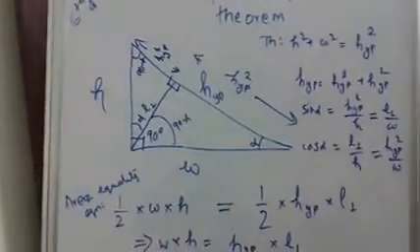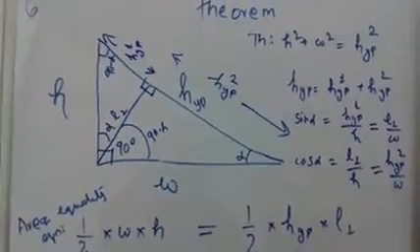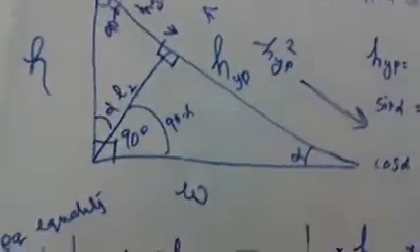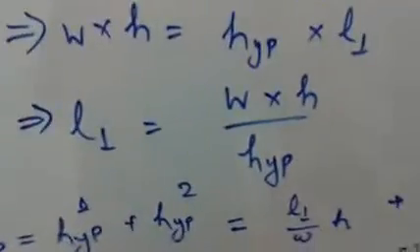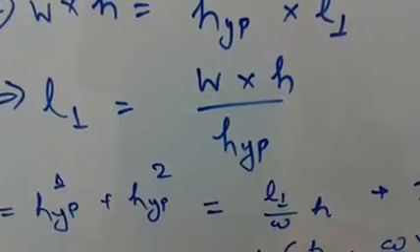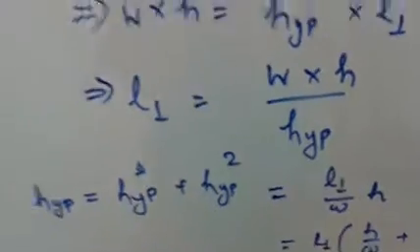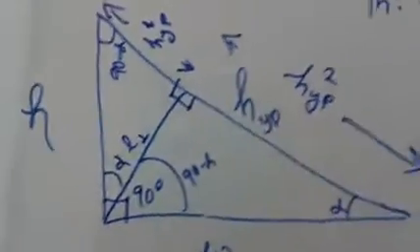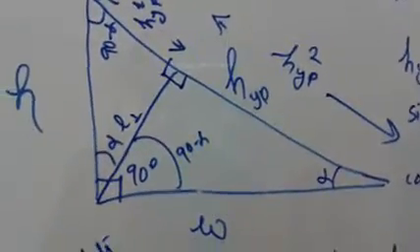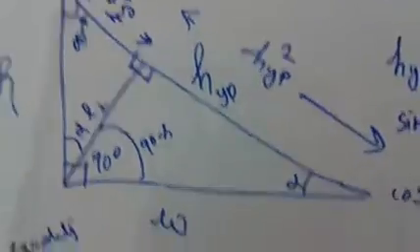This L perpendicular is the newcomer. The usual members of this diagram are h, w, and hyp. L perpendicular is a newcomer. The L perpendicular is represented in terms of the other original members as wh by hyp. Now, this is one simple relationship which we use, the area equality, which means that no matter which way you compute the area, the result will be the same.